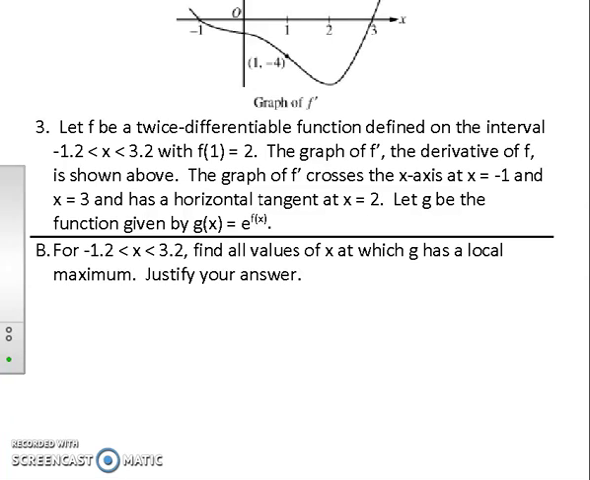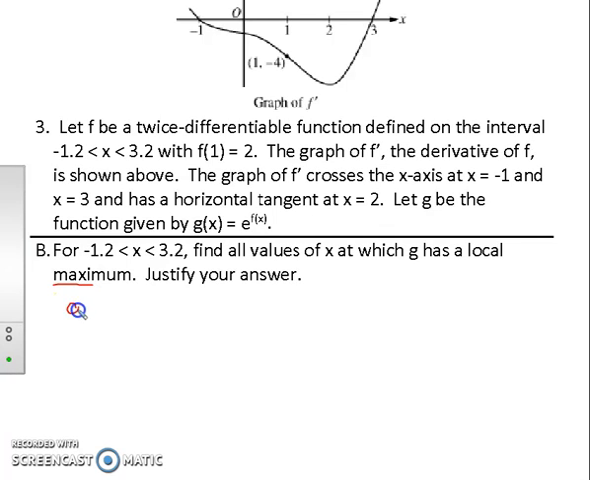Then for part B, they wanted you to stay within the open interval from -1.2 to 3.2. Find all values of x for which g has a local maximum. So again, we're going to be working with the derivative. Maximums are going to occur where the derivative equals 0 or does not exist. And in order to be a max, we need g prime to change from positive to negative.